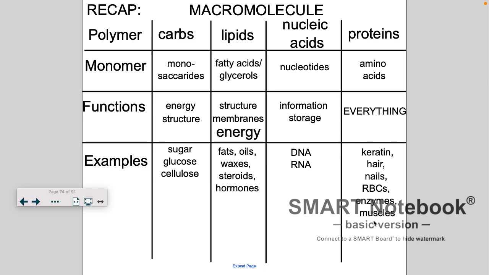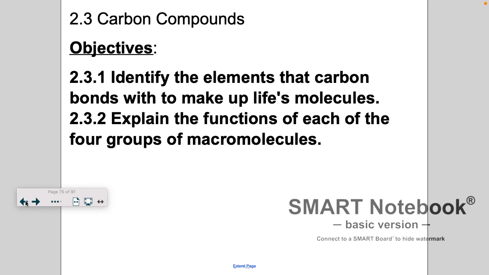Okay. Well, that concludes this lecture. We identified the elements that carbon bonds with to make up life's molecules, like hydrogen, oxygen, nitrogen, phosphorus, sulfur, and why carbon is essential to carbon life forms, because they can form 4 bonds, and that makes it a versatile building block to link things together. And then we went through the 4 groups of macromolecules, the big molecules, and the jobs and functions they provide with us. I hope this video was helpful.